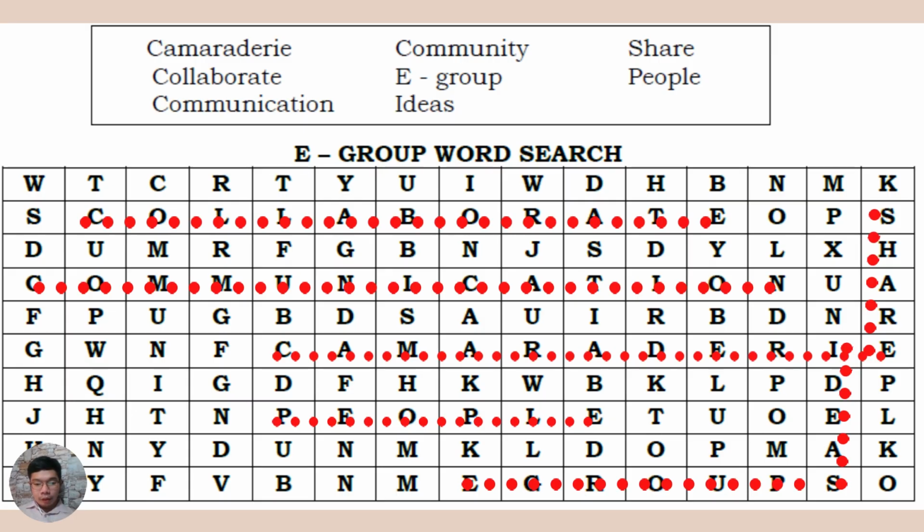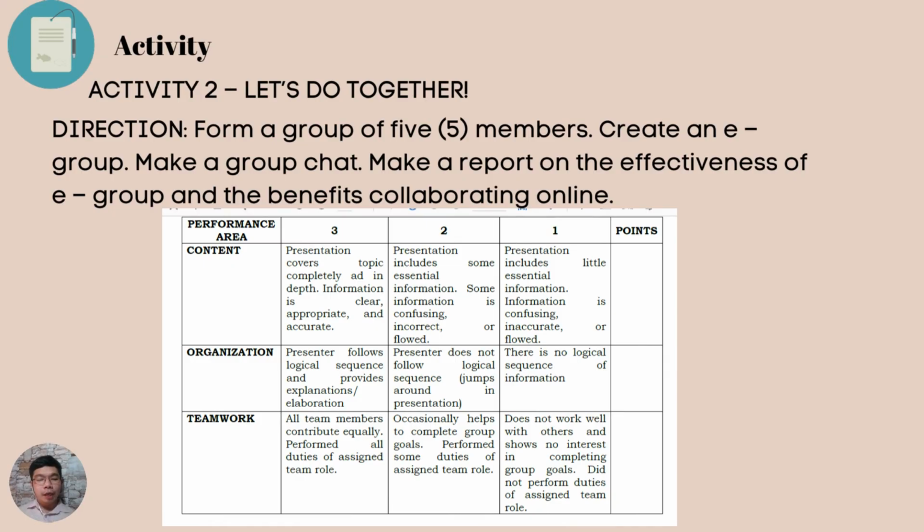So, nahanap nyo ba lahat? Kung nahanap nyo, let us proceed with the next activity. Activity 2, let's do together. Direction. Form a group of 5 members, create an e-group, make a group chat, make a report on the effectiveness of e-group and the benefits collaborating online.